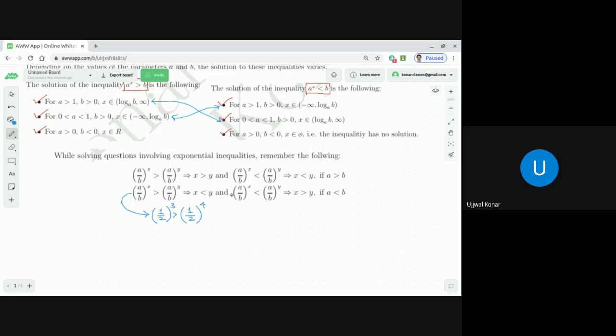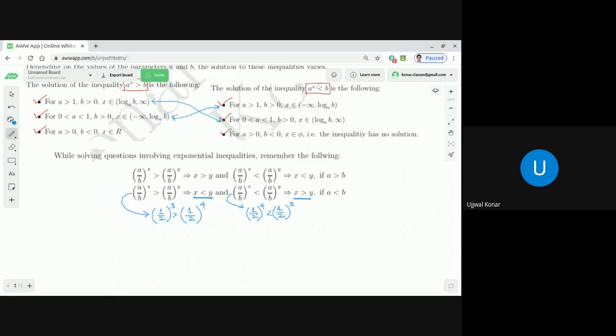You can give an analogy here also with the same example. Sorry, 1 by 2 power 4 is less than 1 by 2 power 3. But that implies what? 4 is greater than 3, no? Which we wrote here, x greater than y. Which we wrote here, x less than y. You need to remember this thing also.